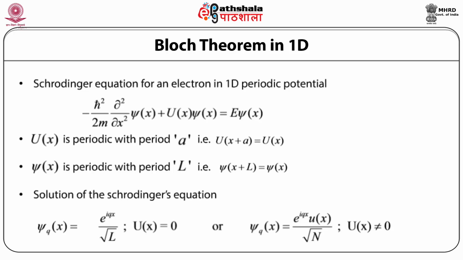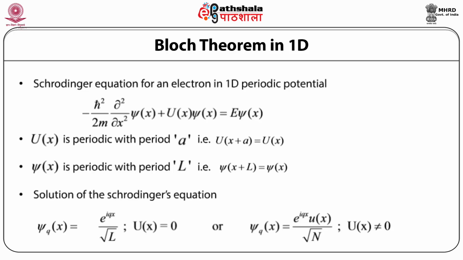Here U(x) is periodic with period a, that is, U(x + a) = U(x). We now also take into account φ(x) to be periodic with periodicity L, that is, φ(x + L) = φ(x).